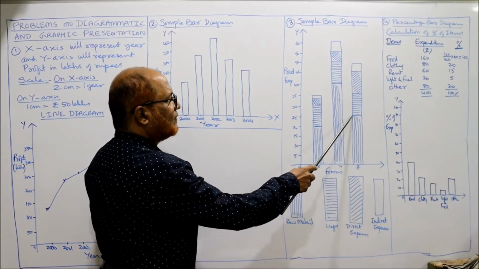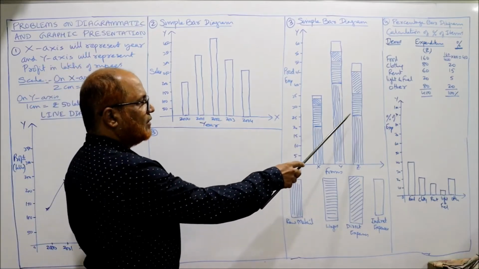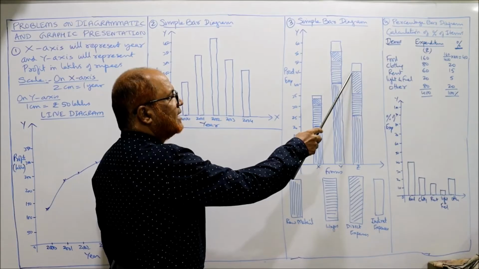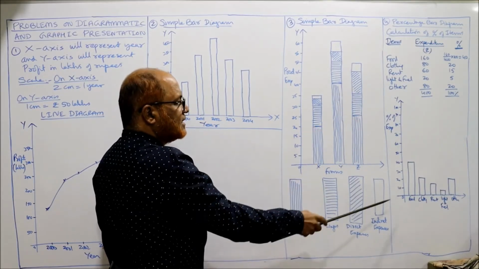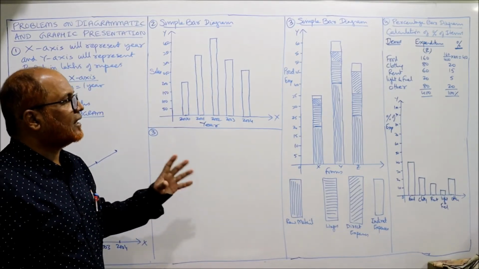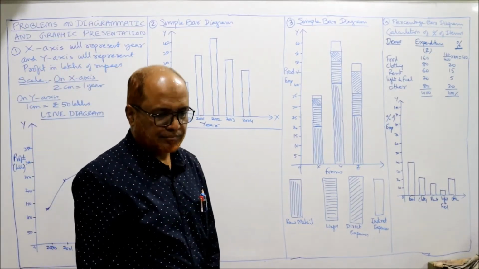From 25 to 35, 10 is the wages. So these wages are a diagonal line. Then the diagonal lines are direct expenses. Then again 10 are direct expenses. Then the remaining 5 is the indirect expenses. This is the diagram for problem number 3.